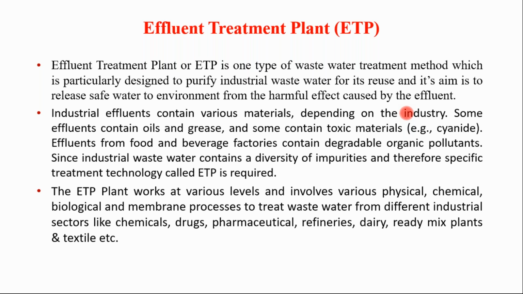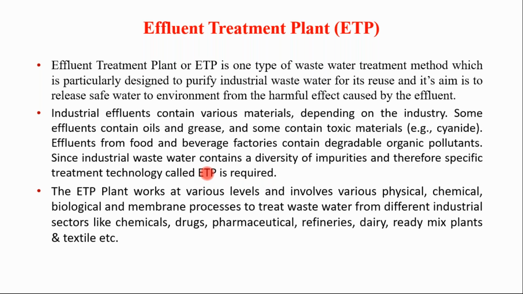We can easily understand, especially when we are talking about chemical industries, bulk drug industries, pesticide industries, or oil and related industries, that there are chances of toxic release in that effluent, and they require special treatment methods, right? Some effluents contain oil and grease, some contain toxic materials like cyanides. Effluent from food and beverage factories contains degradable organic pollutants. Since industrial wastewater contains a diversity of impurities, a specific treatment technology called ETP is required.